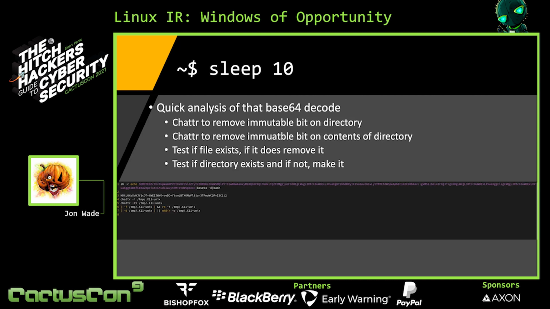And then they check to see if the file exists, and if it does, remove it. They check to see if the directory exists. If it doesn't, they make it. So we already have some kind of, you can almost say, IOCs here, right? That /tmp/.X11-unix would be a good IOC.